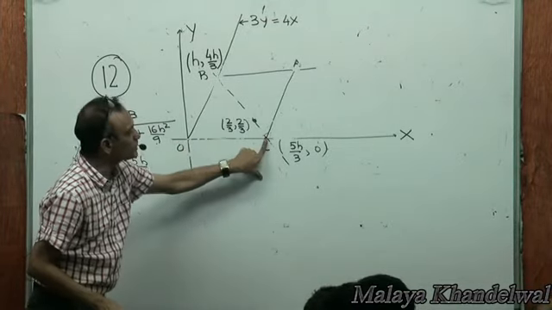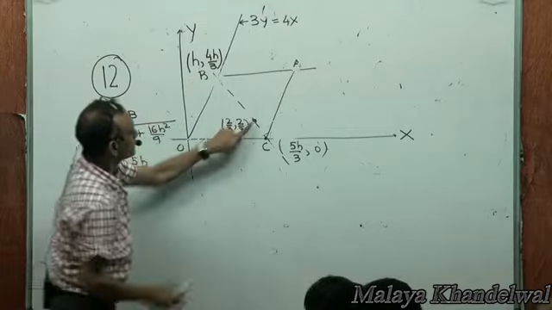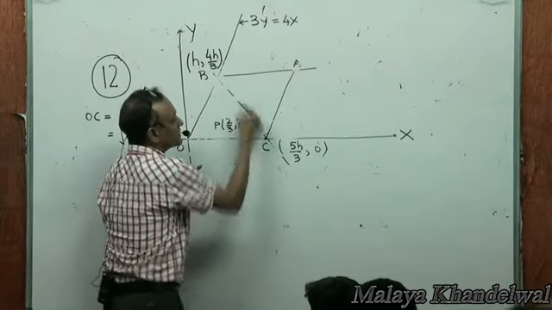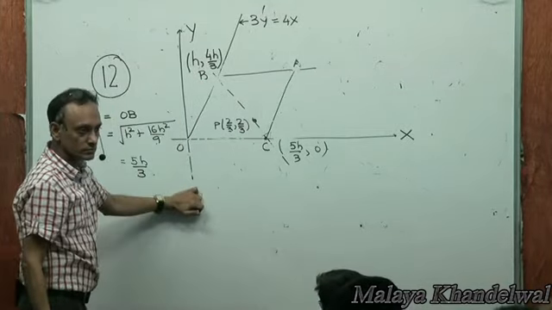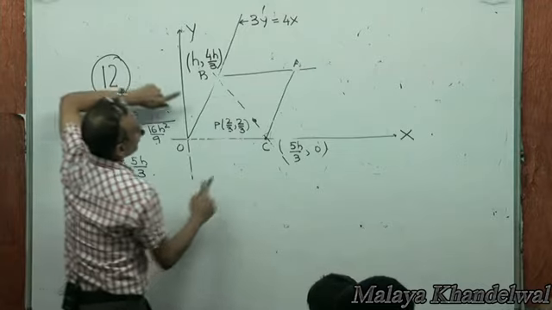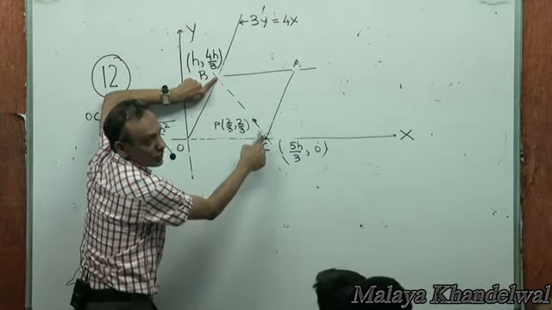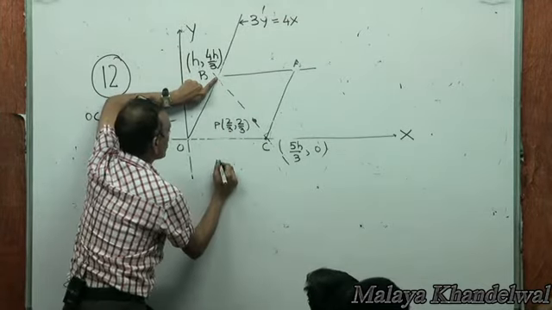Now, these 3 points are collinear points. B, say P, and C are collinear points. Now, I can find the slope of BC using these 2 points. How? 4h/3 minus 0.